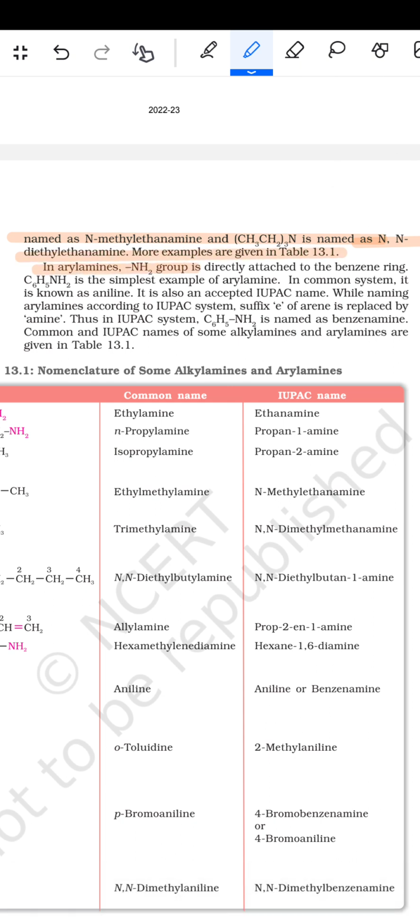In the aryl amines, the amino group is directly attached to the benzene ring. C6H5NH2 is the simplest example of an aryl amine. In the common system, it is known as aniline. It is also an accepted IUPAC name. While naming the aryl amines according to the IUPAC system, the suffix 'e' of the arene is replaced by 'amine'. Thus, in the IUPAC system, C6H5NH2 is named as benzenamine. Common and IUPAC names of some alkyl amines and aryl amines are given in Table 13.1.